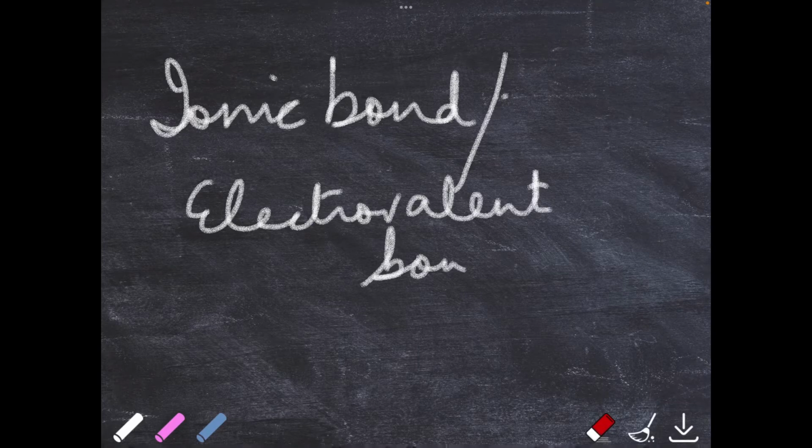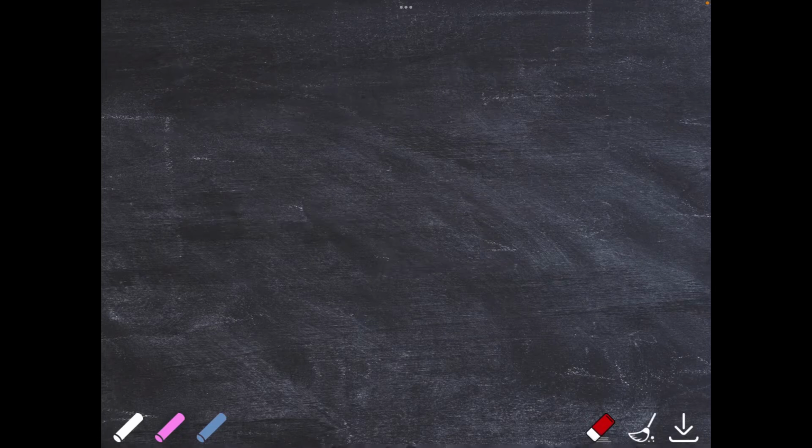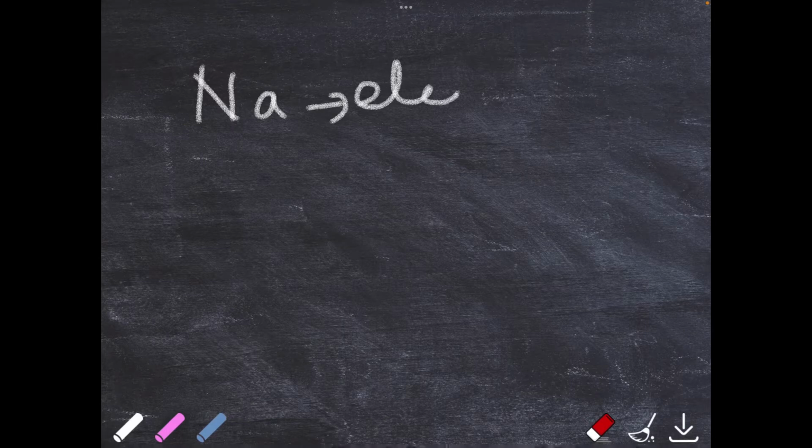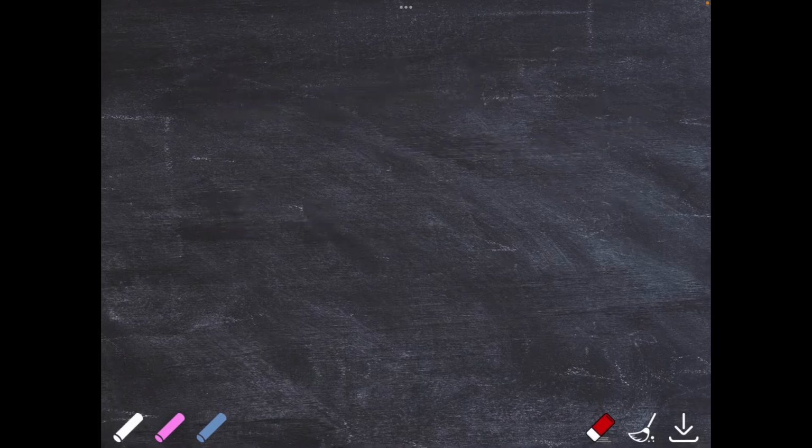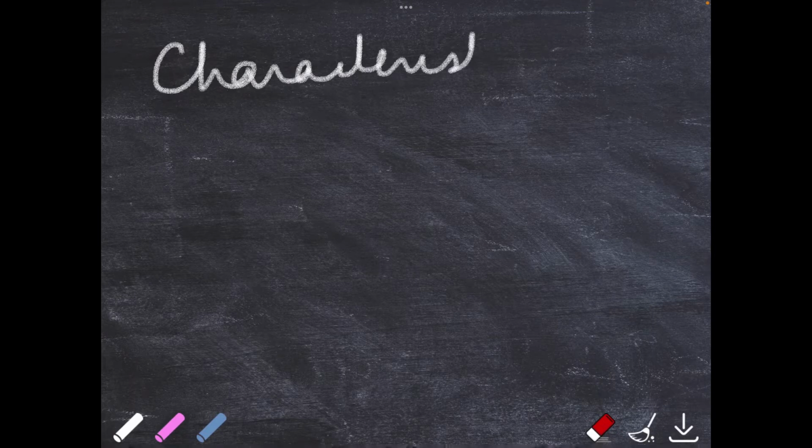So if sodium gives one electron, then the electrovalency of sodium is 1. Same way, chlorine accepts one electron, so its electrovalency is also 1. You can either say sodium electrovalency is plus 1 or chlorine electrovalency is minus 1. Now, some of the characteristics of ionic bond and how will we represent it.